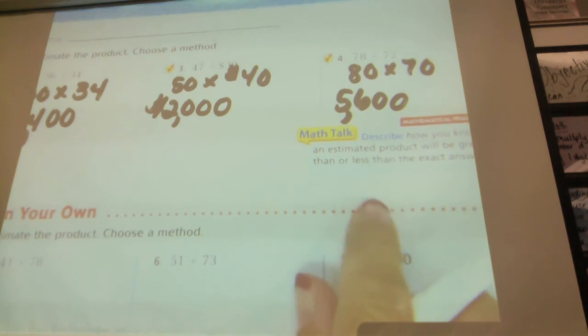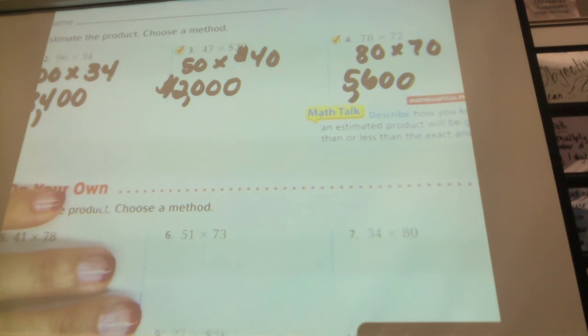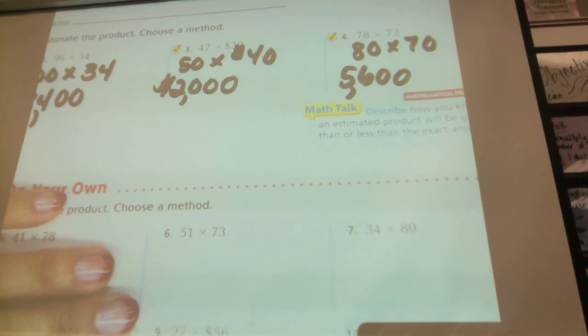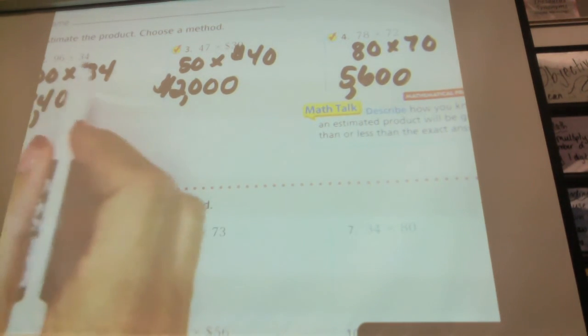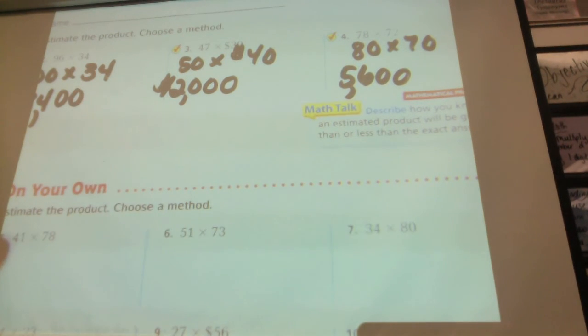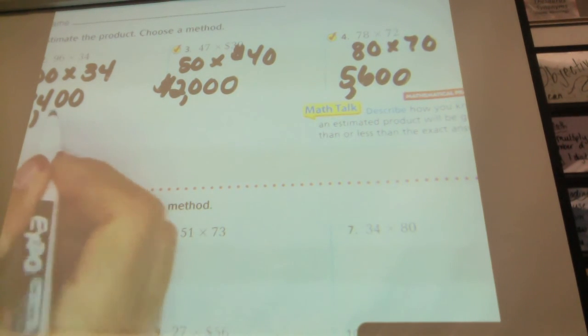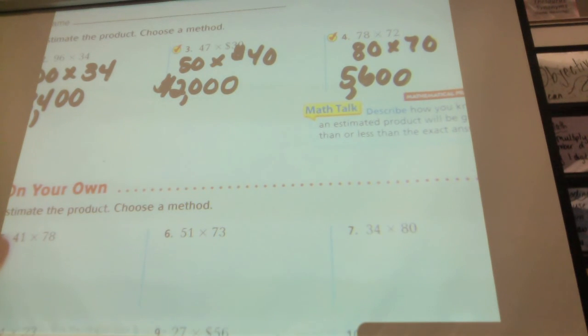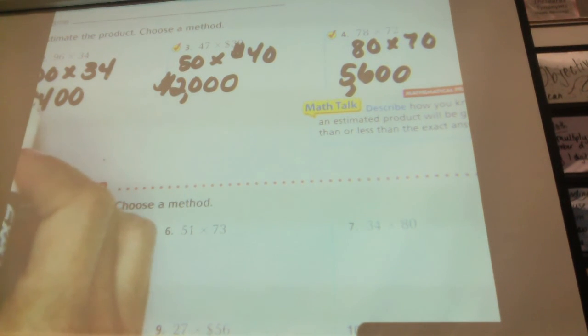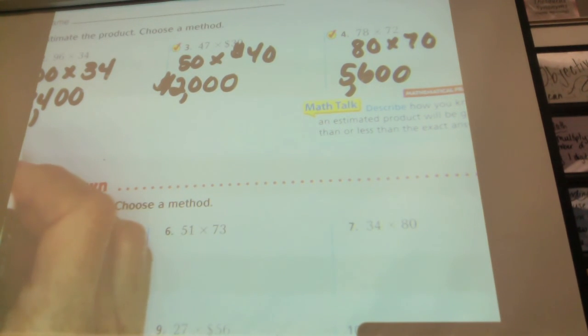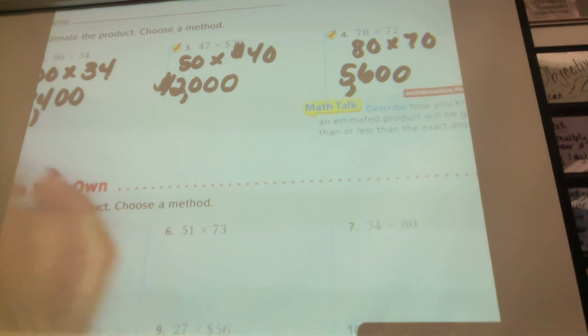Okay, down at the bottom here it asks you the question, how do you know if an estimate of the product will be greater or less than the exact amount? So if I multiply 96 by 34, and I multiply it out, how do I know if it's going to be less than or greater than 3,400? I want you all thinking about that. Look at the problem. We estimated by rounding up to 100. Is the actual answer going to be less than or more than the estimate?